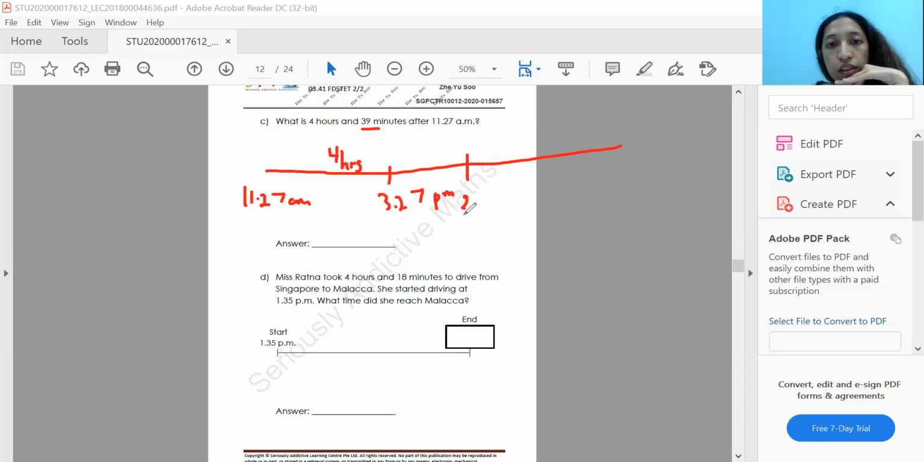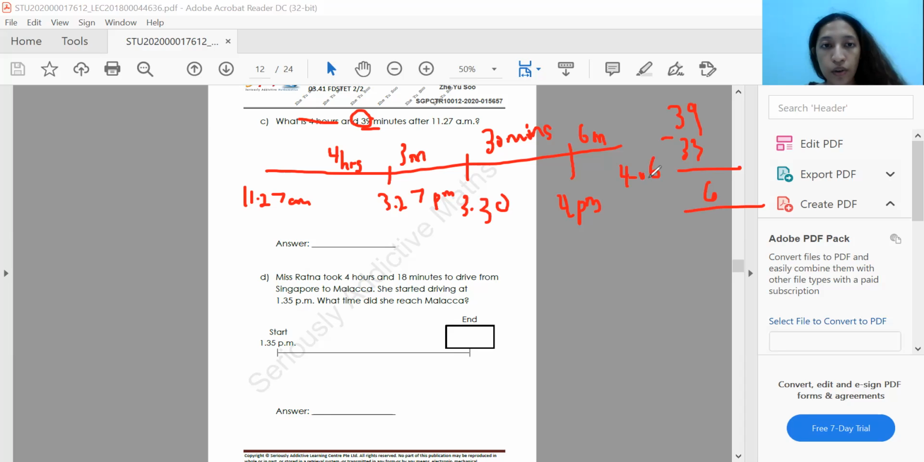3:27, let us do to 3:30, which is 3 minutes, right? And then 3:30, let us do 30 minutes. 30 minutes after 3:30 would be 4 p.m. Right? So we are done with our 4 hours. Now 39 minutes, we only have 33 minutes. So how to get the leftover? 39 minus 33 is 6, right? So we only have 6 minutes left here. So 6 minutes later would be 4:06. So there we go. It is 4:06 p.m.